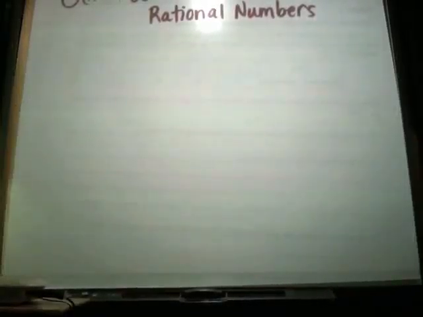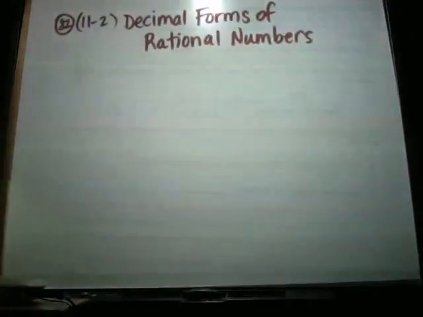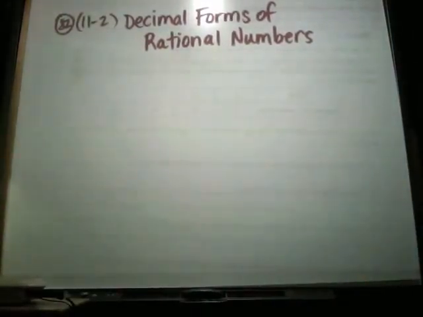Forms of rational numbers. Most of what we're going to do here we've already done. There's going to be one new thing that we're going to add in here. Can somebody tell me what notebook page we're on? 82. 82, thank you. So the first part of this should be review.